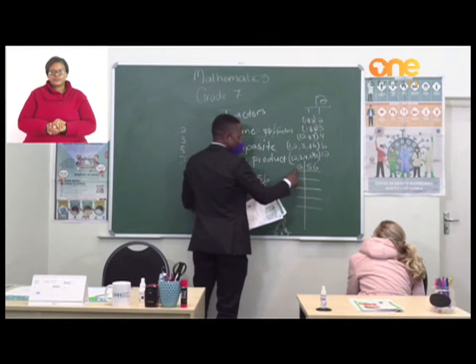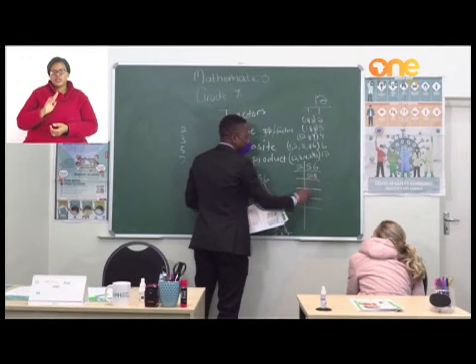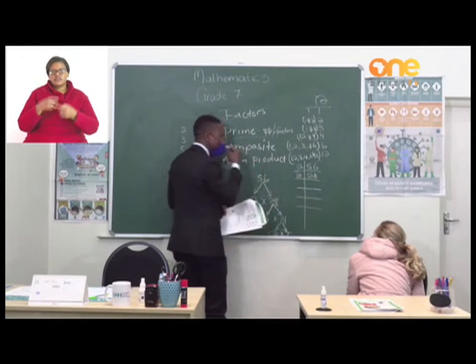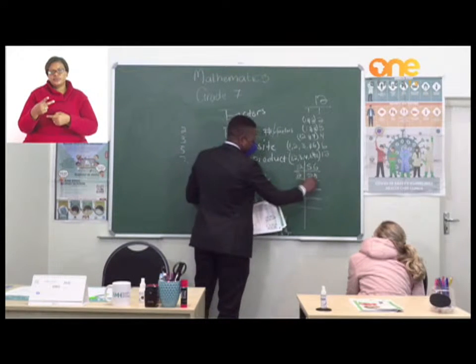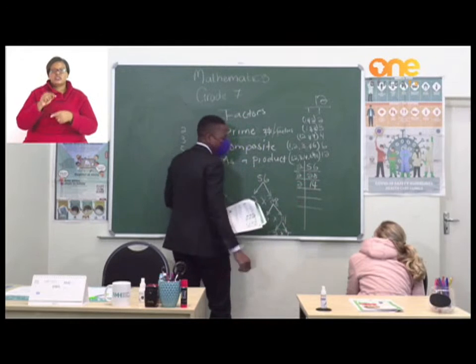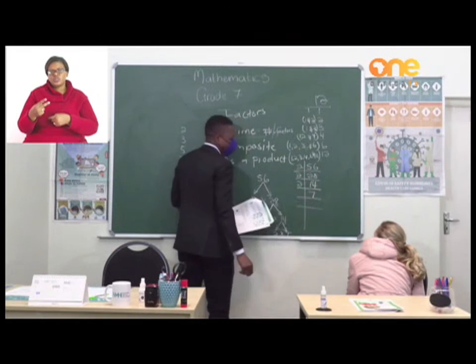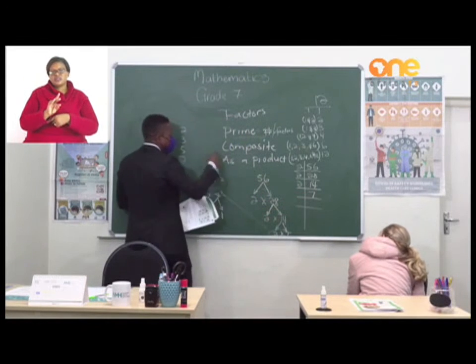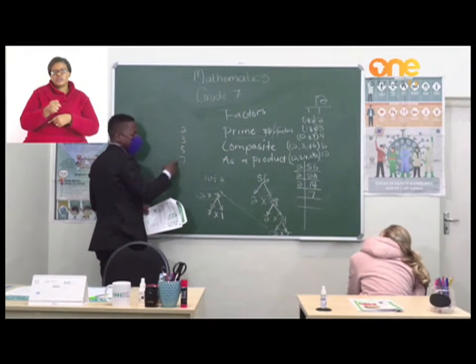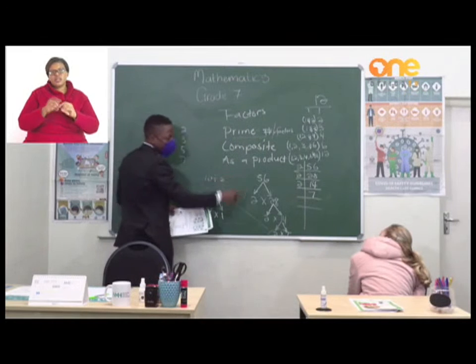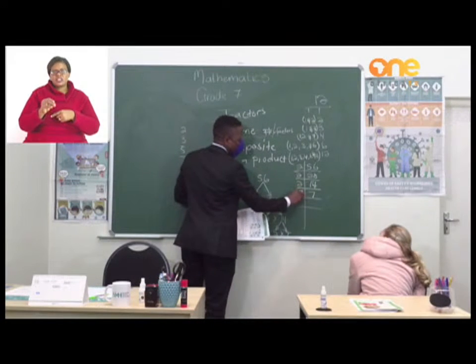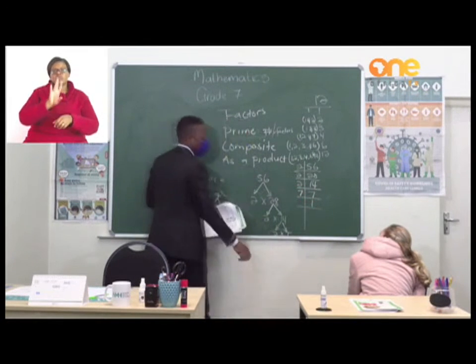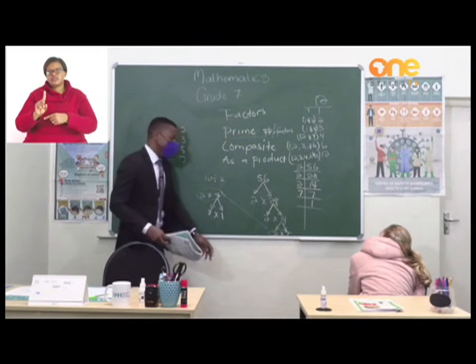56 divided by 2, of course I get 28. Divided by 2, I'll get a 14. Divided by 2, I'll get a 7. And as I said, we cannot divide 7 by 2. We must find the next prime factor that can divide into 7, which of course will be 7, and then you get your 1.